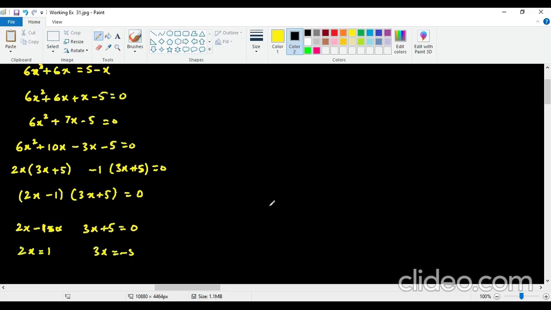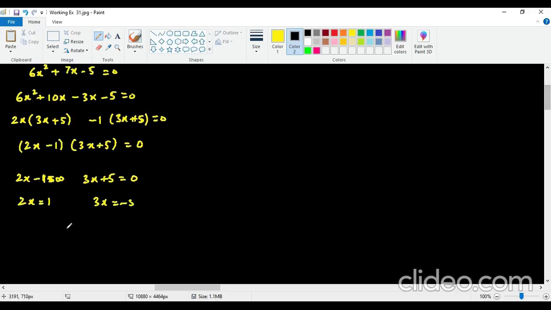So in here, x will be equal to 1 over 2, and x is equal to minus 5 over 3. It's a mixed fraction. You can change it to x equals negative 1 whole 2 over 3. So this is going to be the final answer. You can change it to decimal also. You can put this as 0.5, and the other value can also be changed to decimal, negative 1.66, or I'm not sure about it.